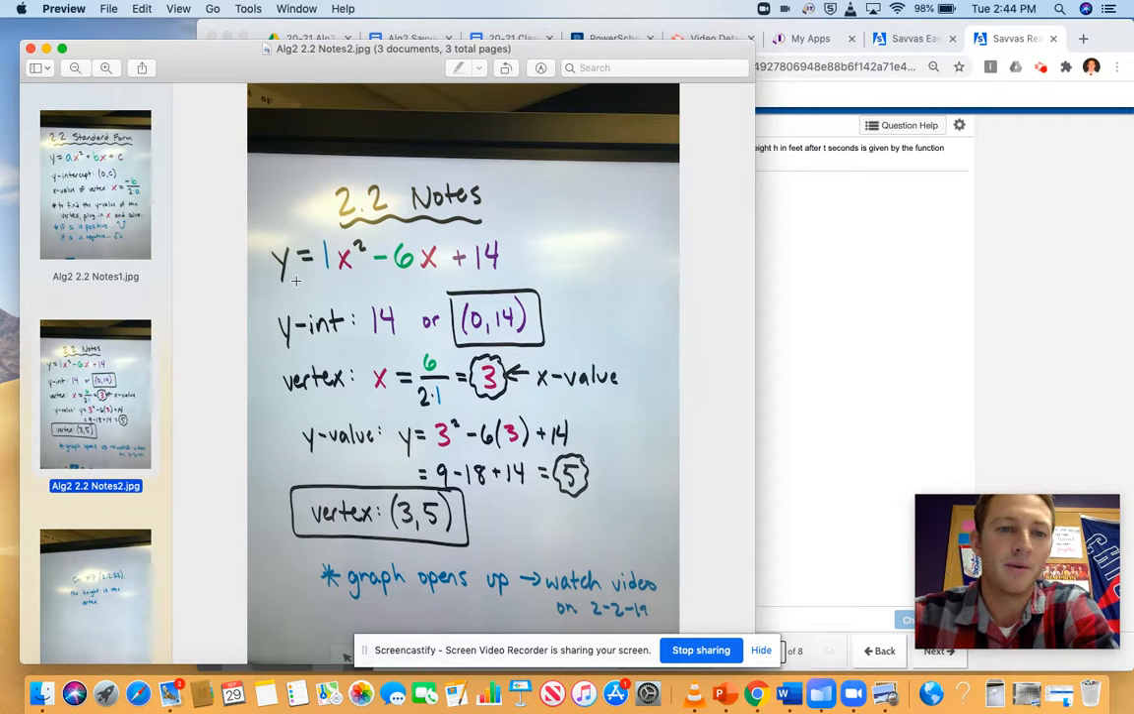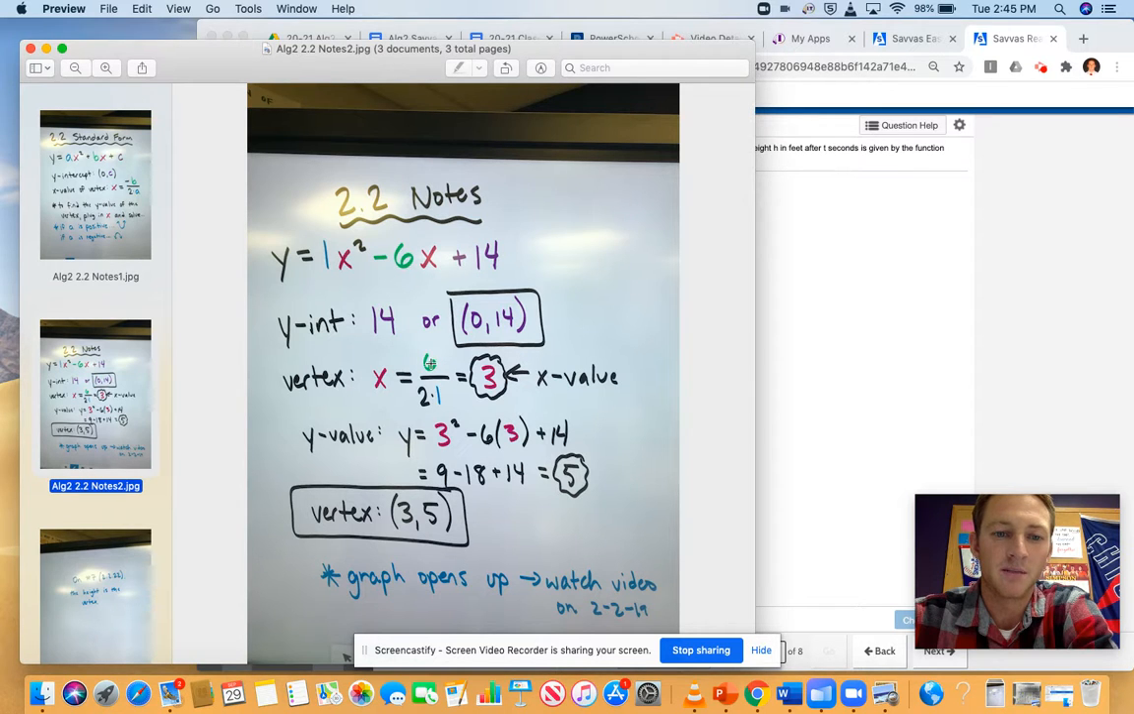Got one example here. So y equals x squared minus 6x plus 14. You typically wouldn't see this one right here, but I just wrote it in for you. Let's find the y-intercept really easily. It's just c right here. So it's either 14 or the point 0, 14, whatever they ask for. The vertex, we can find the x value of the vertex. Opposite of b, b is in the green.